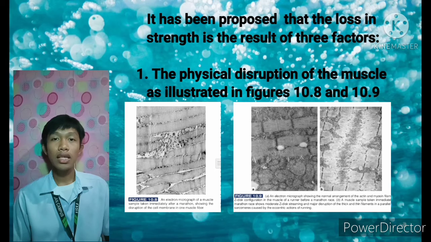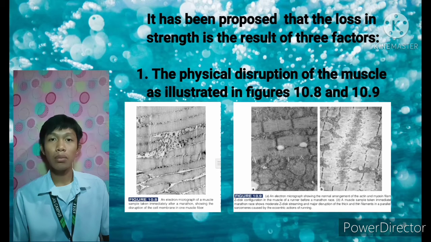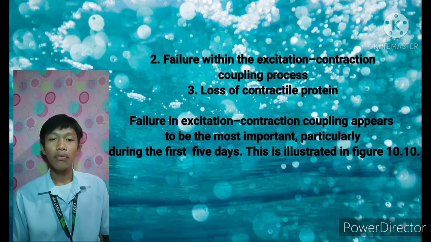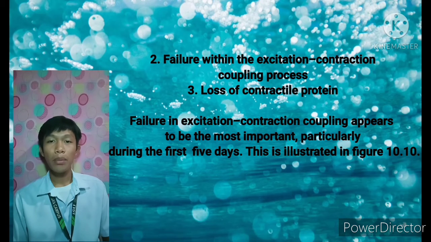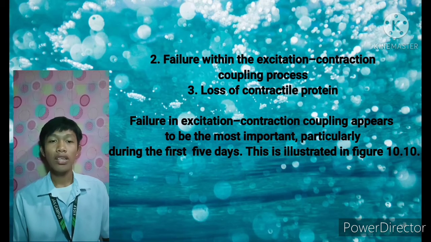It has been proposed that the loss of strength is the result of three factors. First, the physical disruption of the muscle, as illustrated in figures 10.8 and 10.9. Second, failure within the excitation-contraction coupling process. Third, loss of contractile protein. Failure in excitation-contraction coupling appears to be the most important, particularly during the first 5 days. This is illustrated in figure 10.10.